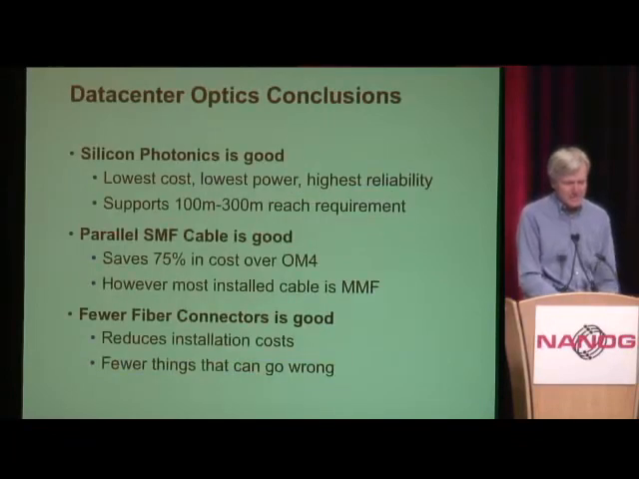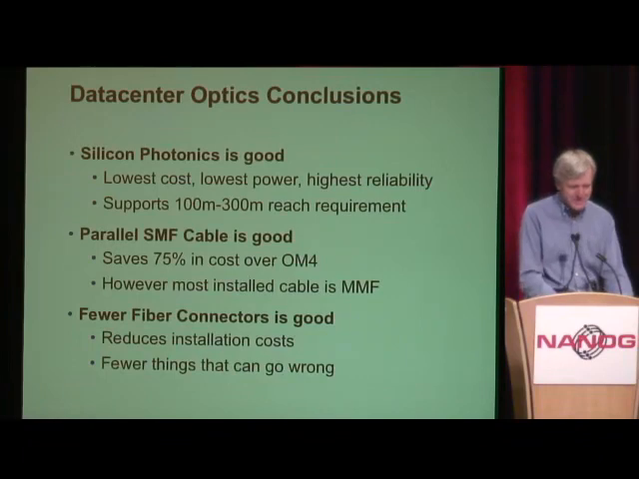Now, to sum this up, basically, silicon photonics is a good thing. It will vastly reduce the cost of high-speed optics for data centers while improving power consumption and reliability, and it can support kilometers of reach. Parallel single-mode fiber is a good thing. It's vastly cheaper than multimode. Unfortunately, again, most installed base is the multimode fiber. And having fewer connections is a good thing too, because it's much less confusing than what's going on today, where I didn't want to show pictures here, but you have seen the morass of cables that result in a large data center.